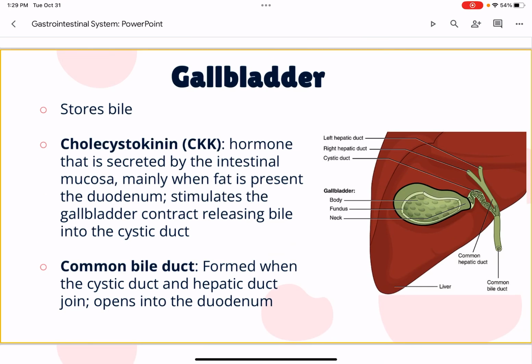Next is the gallbladder, which stores bile. CCK is a hormone that is secreted by the intestinal mucosa, mainly when fat is present in the duodenum. It stimulates the gallbladder to contract and release bile into the cystic duct. The common bile duct is formed when the cystic duct and the hepatic duct join, and it opens into the duodenum.